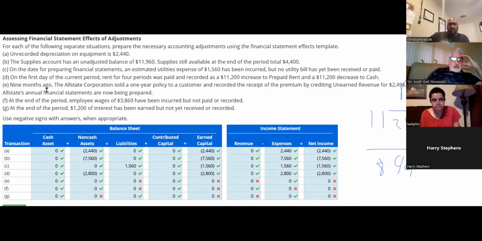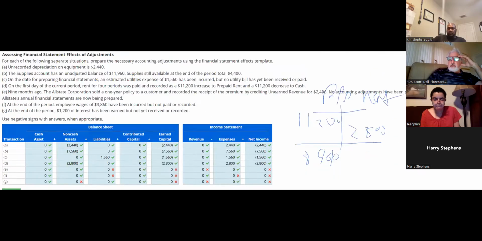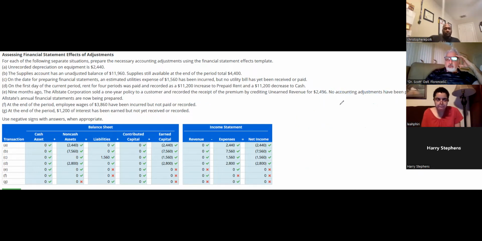So let's look at E. Nine months ago, sold a one-year policy to a customer and recorded the receipt of the premium by crediting unearned revenue 2496. No adjustment had been prepared. Okay, so we're going to go ahead and take a look at how much we need to adjust.